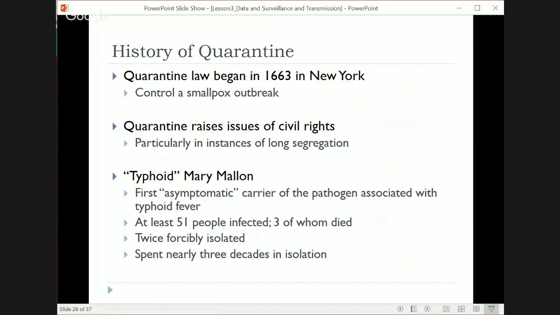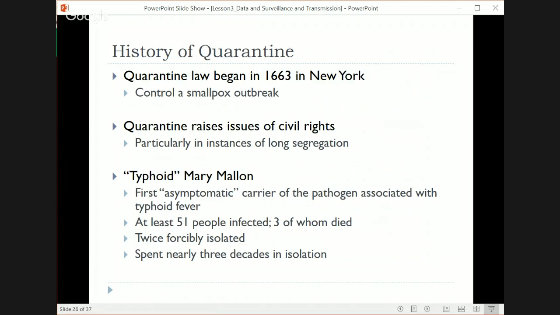And she was twice forcibly isolated. The first time she was isolated, she was working as a cook in New York City and on Long Island for a bunch of families. And of course, all these families that she was working for would get ill while she was there as a cook. They'd have some sort of typhoid outbreak, and then Mary would leave.